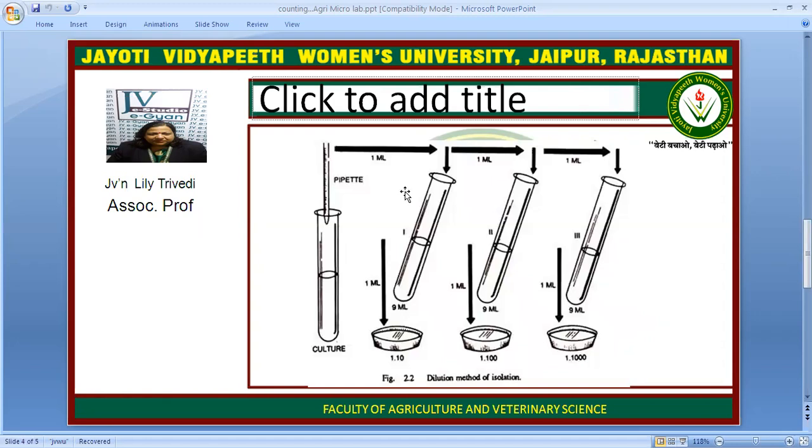Now we have this culture which contains the soil. We pipette out 1 ml and introduce it into the second test tube, which we label as 1, and it contains 9 ml of sterilized distilled water. In this we mix 1 ml of the stock solution properly. Now this is having 1 ml in 10 ml, so it is diluted by a factor of 10. So this is 1:10 dilution.